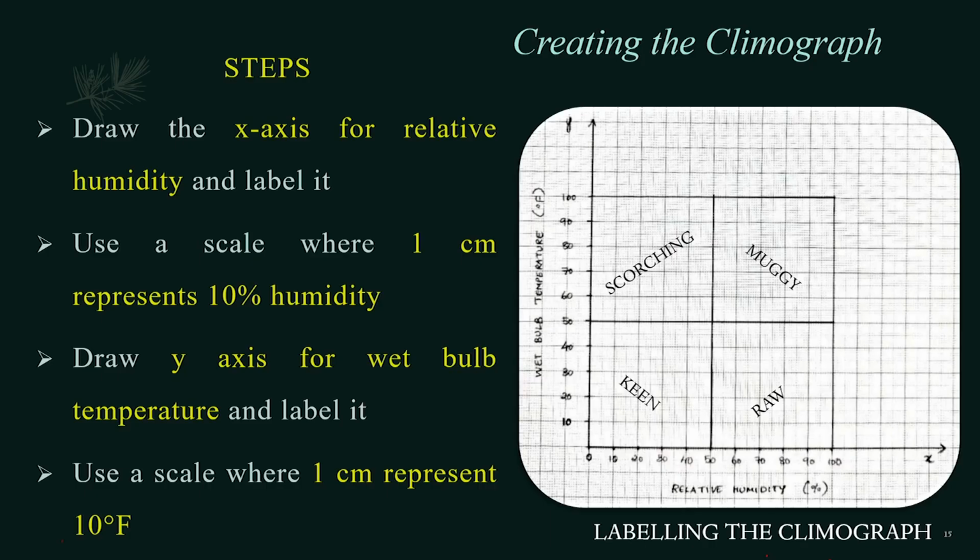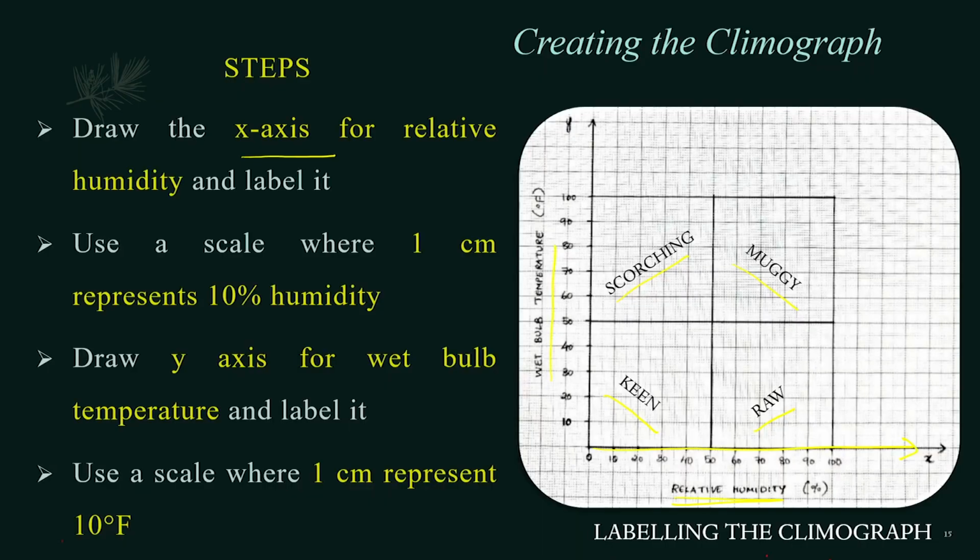Now, we will look into the basic steps that are needed to create a climograph. In the beginning, as I told you, there are 4 corners of climatic zones. You can see here: scorching, muggy, keen and raw. The first step is plotting the relative humidity on the x axis. Then on the y axis you will be plotting the wet bulb temperature.